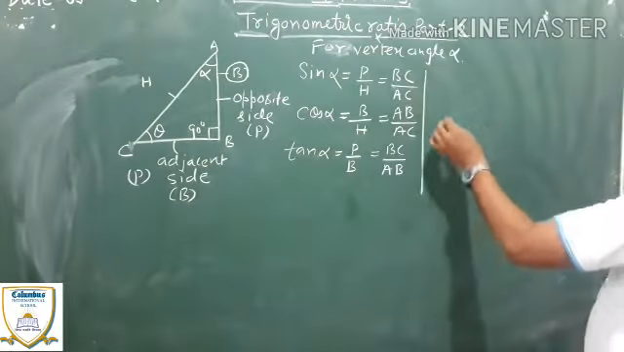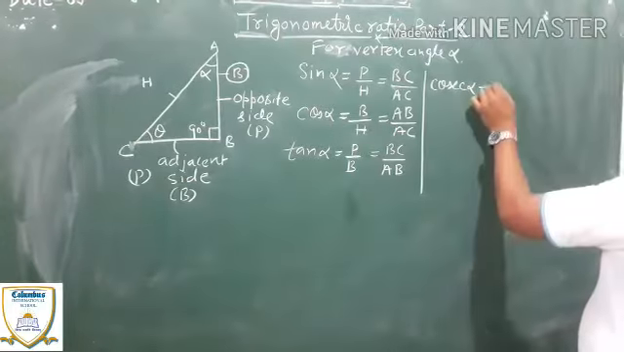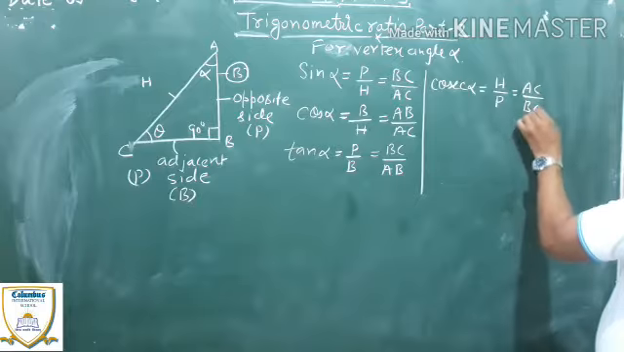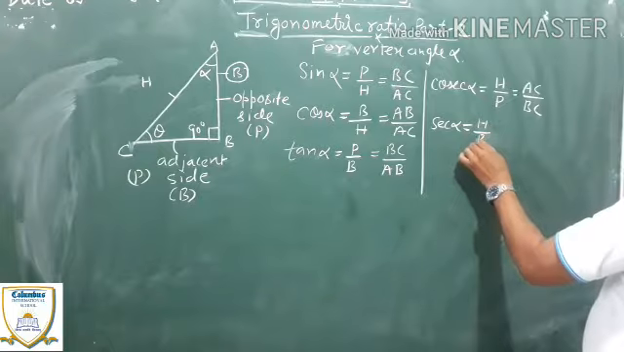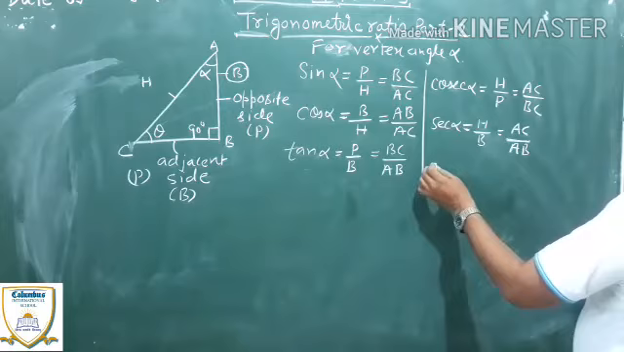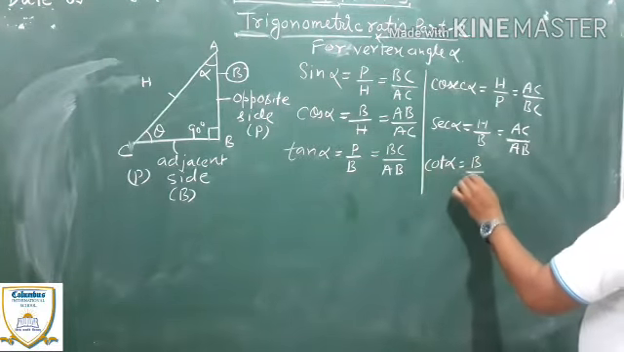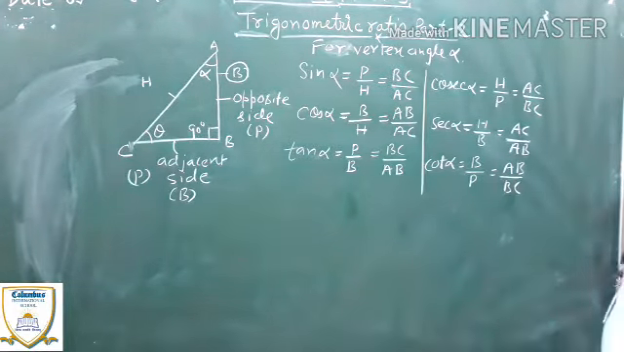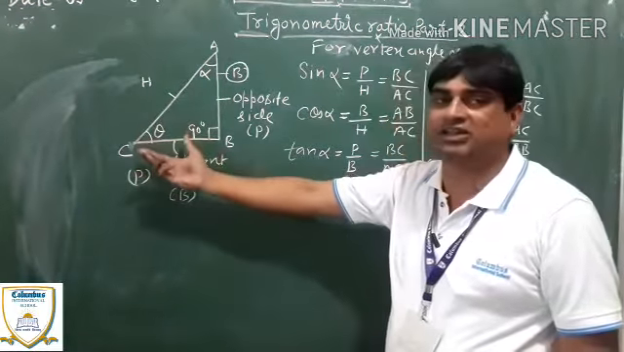And then cosec alpha is equal to H by P. This is AC by BC. Sec alpha is equal to H by B. This is AC by AB. And cot alpha is equal to base by perpendicular, AB by BC.